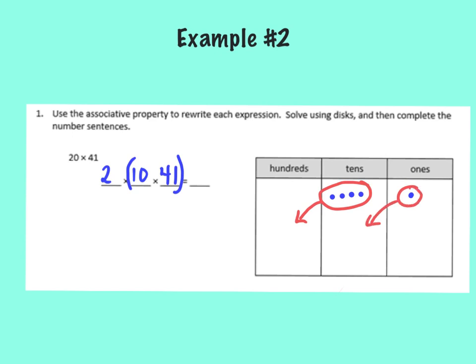Now we have 4 in the hundreds place and 1 in the tens. To multiply this by 2, we will just do it twice. Now we can see we have 1, 2, 3, 4, 5, 6, 7, 8 in the hundreds place, 2 in the tens place, and 0 in the ones. So now we know that 20 times 41 is 820.